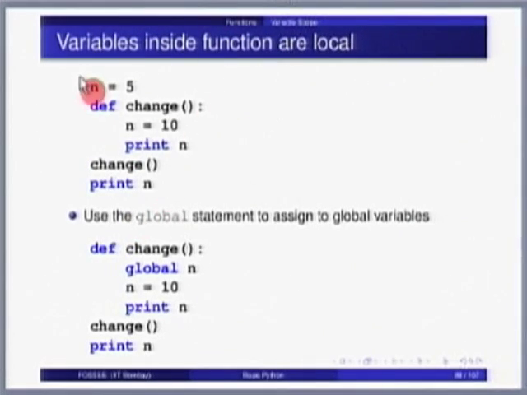In this case, if I say n is 5 outside and say n is 10 inside, this n will always remain 10 and the n outside, in the global scope, will be 5. But if I did not define this line, imagine this one line was blank or commented out, print n will print 5. However, if you want to set the value of n to 5 outside, you must use the global keyword.